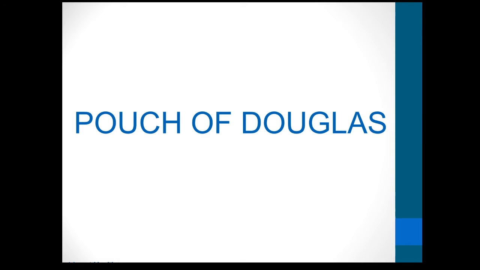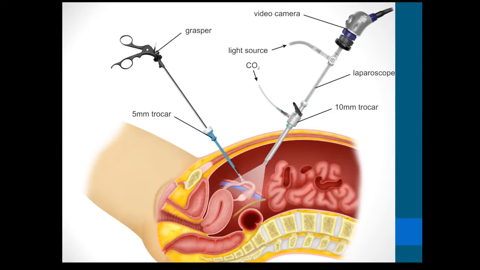The next area to look at is the pouch of Douglas, and that's probably the most important area to focus on, as a lot of endometriosis will occur in the pouch of Douglas. It's the most common area to find it. So the pouch of Douglas is the area behind the uterus. It is actually the lowest part of the pelvis. Just here, this little pouch behind the uterus.